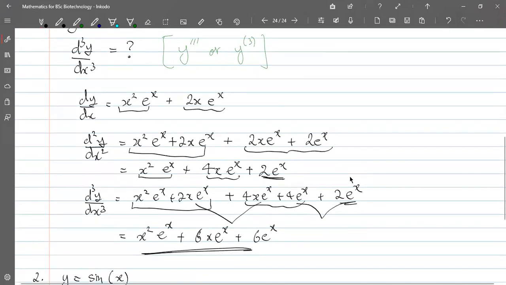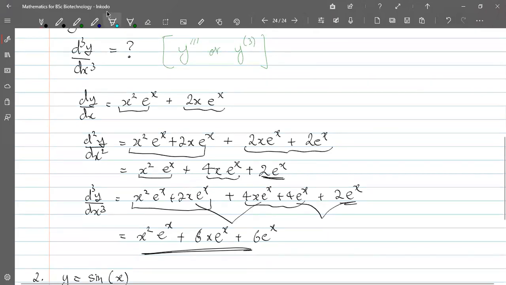Only thing is, these two terms, the second and third terms, are the same. So you can combine them and write 4x e power x here. So this is the second derivative: x square e power x plus 4x e power x plus 2 e power x. Now, to get the third derivative, again, don't think of it as higher order differentiation, just differentiate this function once. So if you differentiate this once, what do you get?